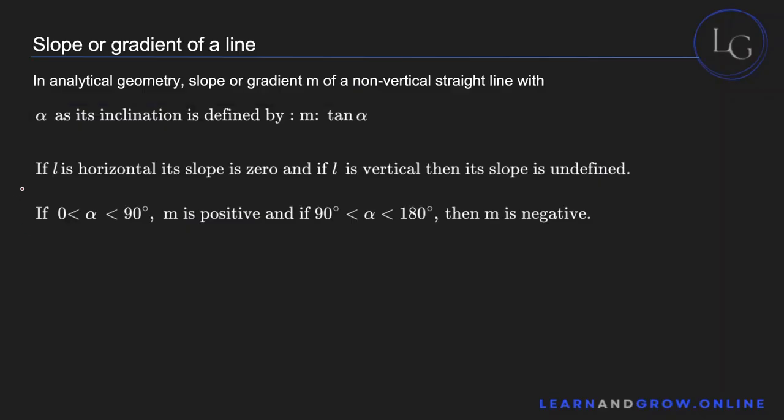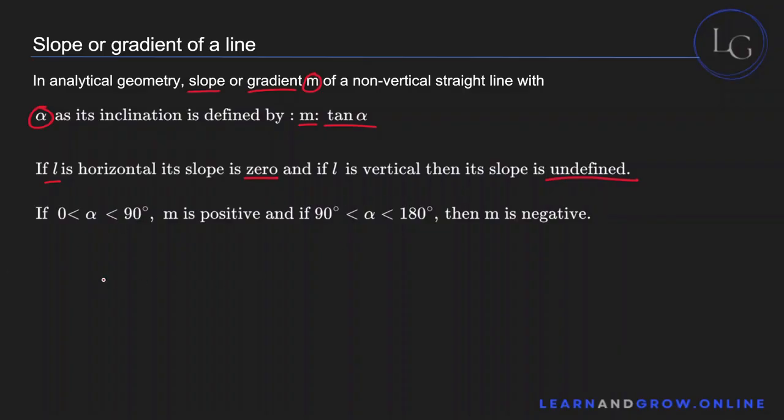In analytical geometry, the slope or gradient, also called m, of a non-vertical straight line L with alpha as its inclination is defined by m equals tan alpha. If L is horizontal, its slope is 0, and if L is vertical, then its slope is undefined or infinity.